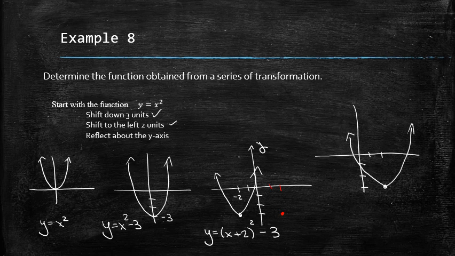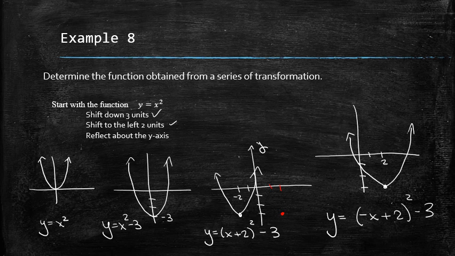Okay, so now what's the function for this graph here? It must be related to what we had in the last step. Reflection about the y-axis, so the negative is with the x. Let's double check this because the order makes a difference, right? I want to be able to plug in 2 and come up with negative 3 as my answer. If I plug in a 2 here for x, I take the opposite to get negative 2. Plus 2 would be 0. We're at 0, and then subtract 3. So we're good to go.